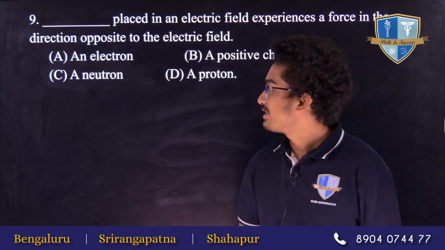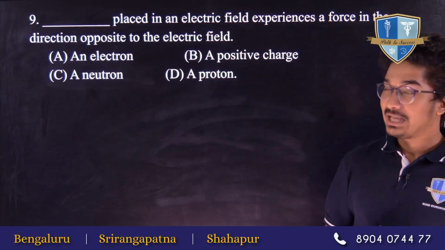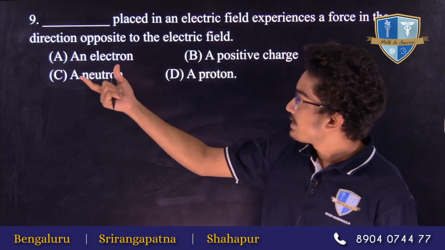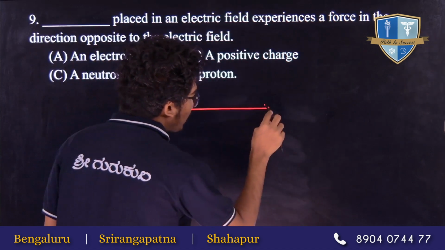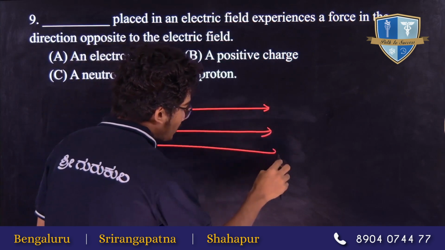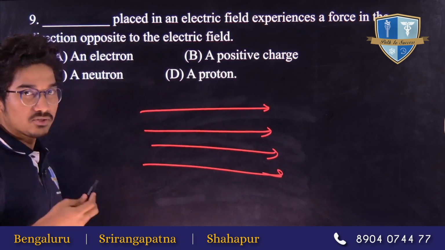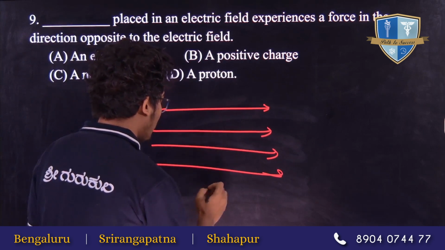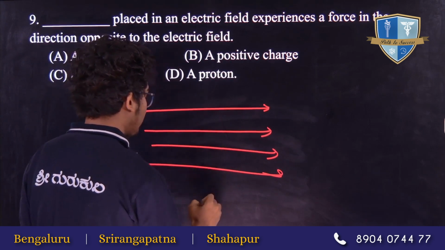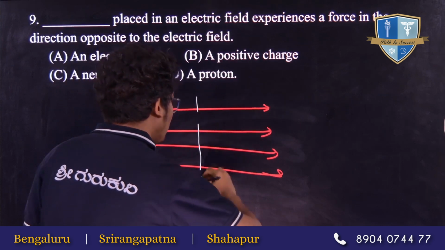So next question is, dash when placed in an electric field experiences a force in the direction opposite to the electric field. So let's take a constant electric field E, and let's see through the properties of charge. When a positive charge is passed through an electric field, it will deflect towards the electric field.